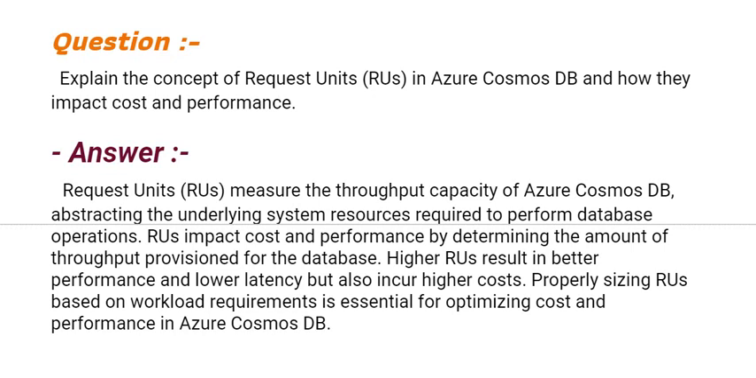RUs impact cost and performance by determining the amount of throughput provisioned for the database. Higher RUs result in better performance and lower latency, but also incur higher cost. Properly sizing RUs based on workload requirements is essential for optimizing cost and performance in Azure Cosmos DB.